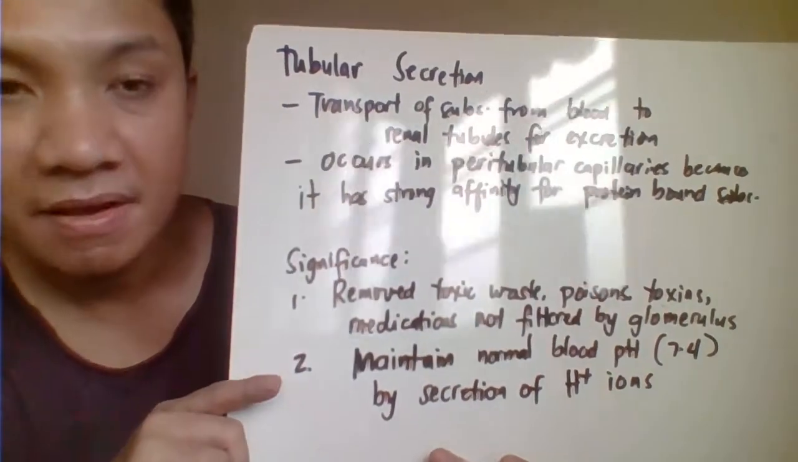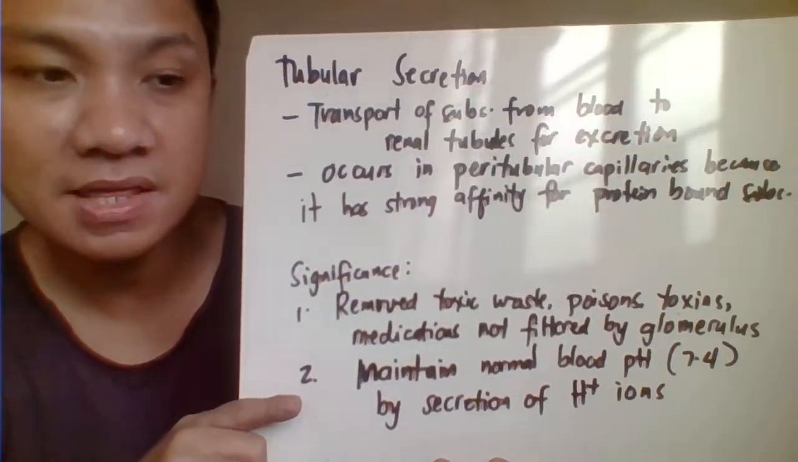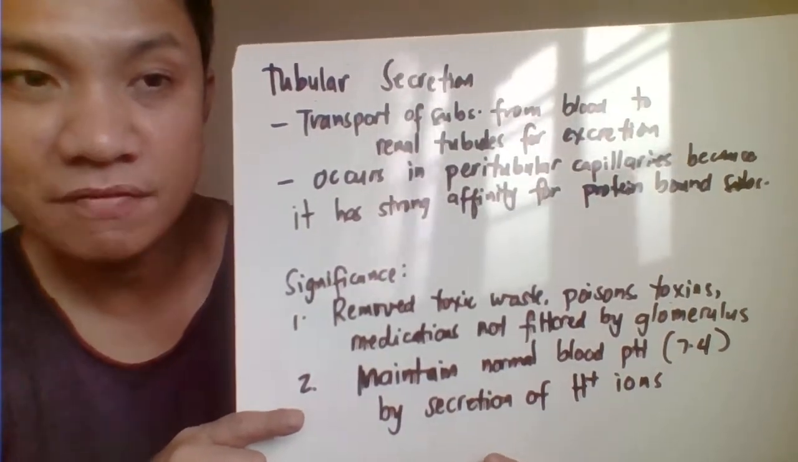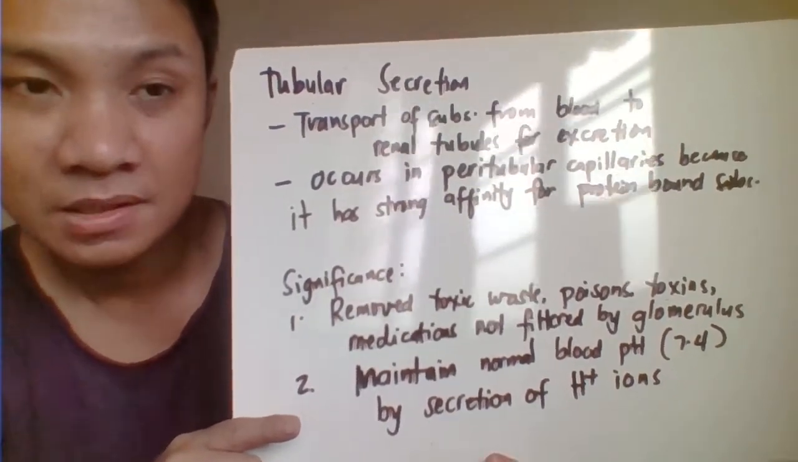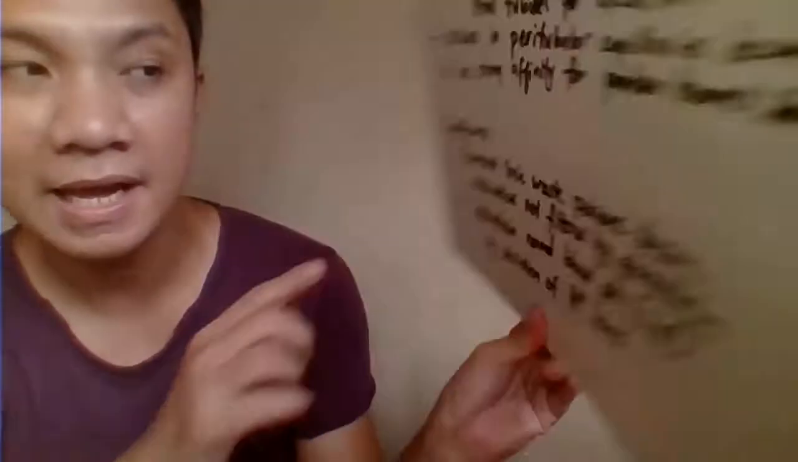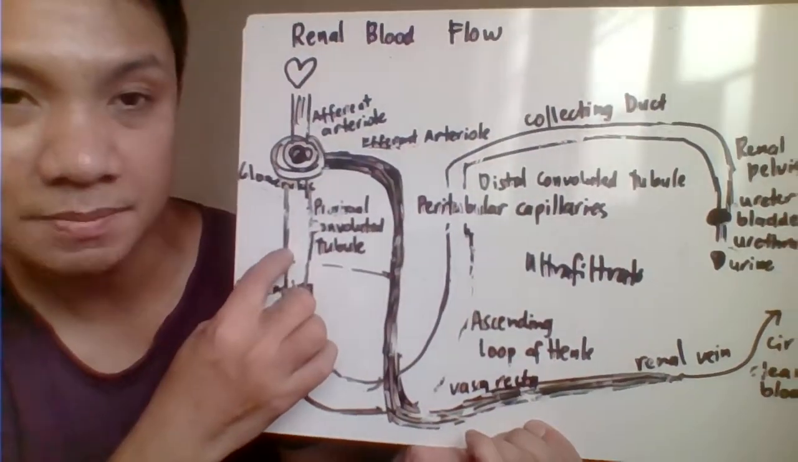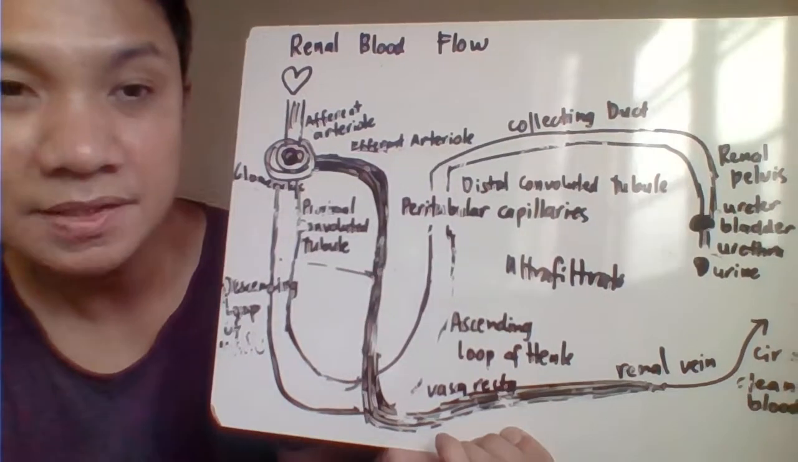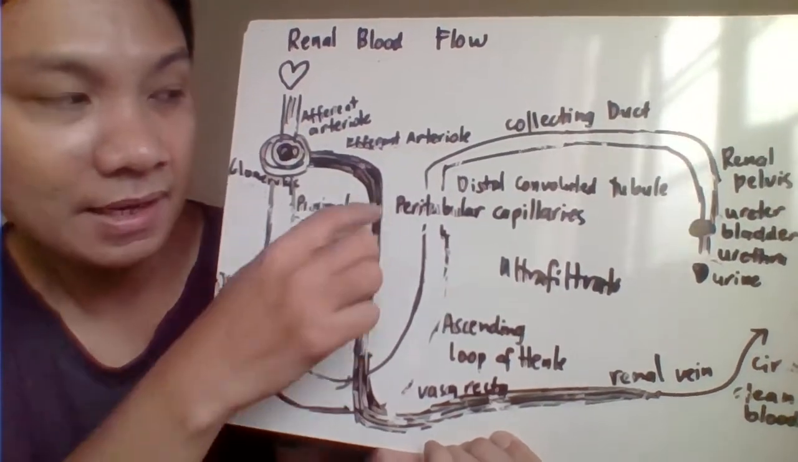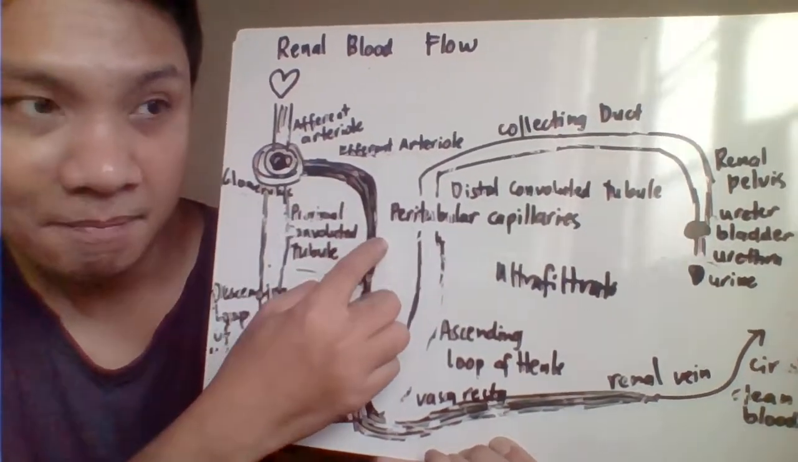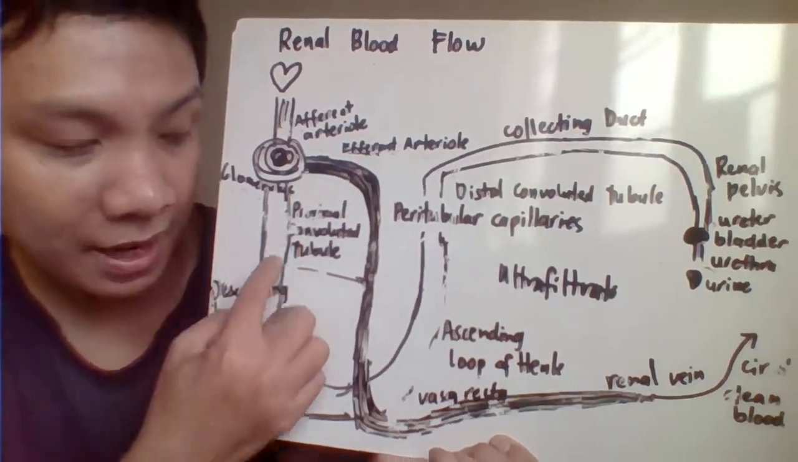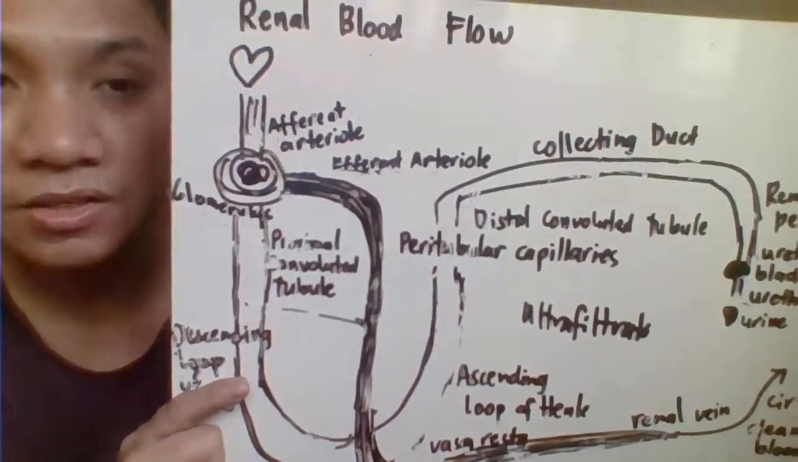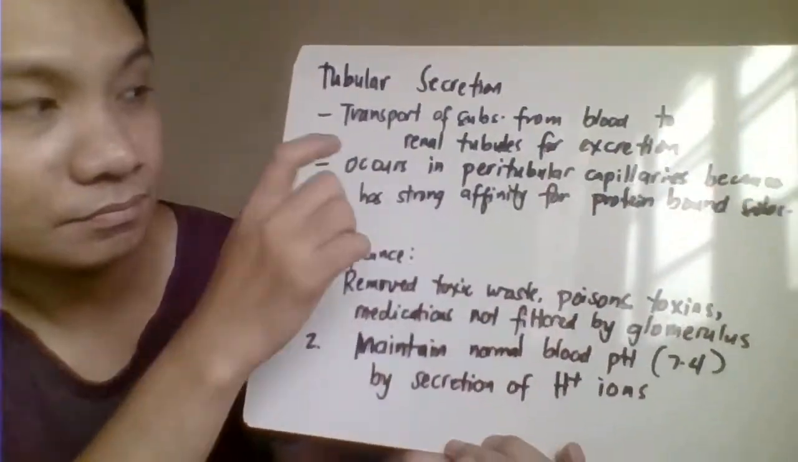Okay, the last function of our kidney we have here, the tubular secretion. Tubular secretion is just the opposite of your tubular reabsorption. So, kung ang tubular reabsorption natin ay mula sa renal tubules ang substance, papunta sa blood vessels, ang tubular secretion naman baliktad. Ang substance in your blood, pabalik dito sa renal tubules para mapalabas sa ihi natin. Okay, that's your tubular secretions.